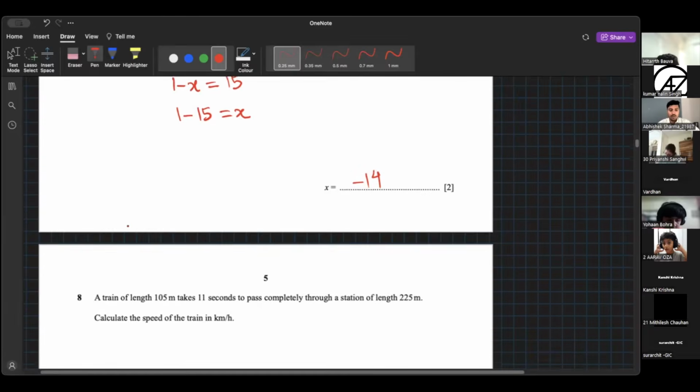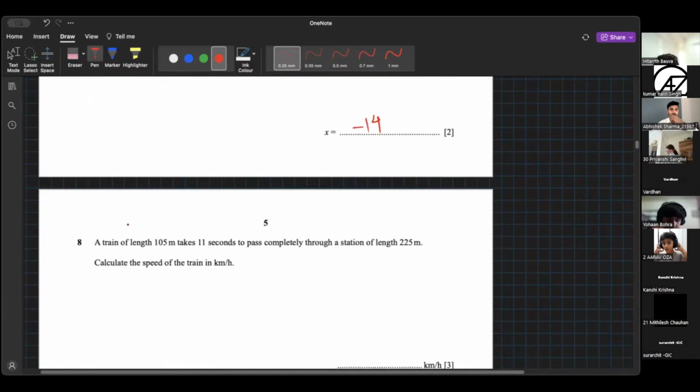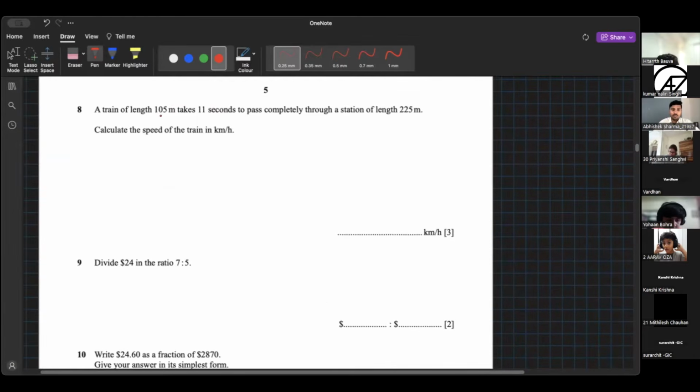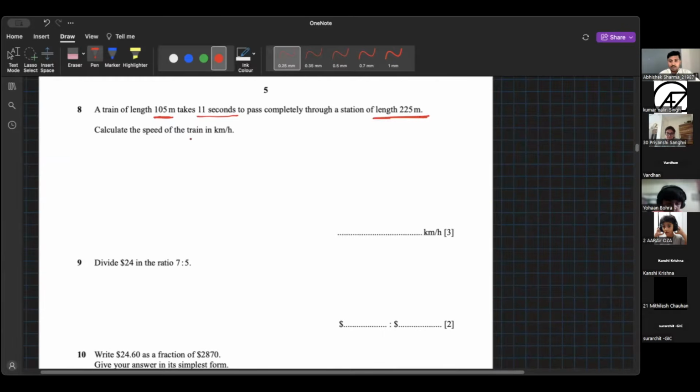Next question. Question number 8. It says a train of length 105 meters takes 11 seconds to pass completely through a station of length 225 meters. Calculate the speed of the train. We have to find the speed of the train. So what is the total distance covered?